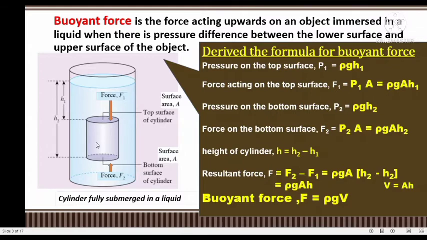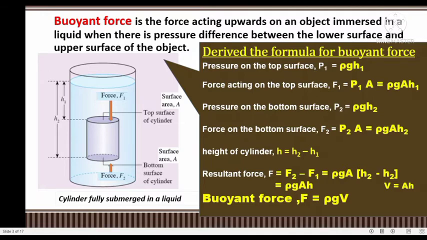This is a cylinder fully submerged in a liquid. The lower surface is at a depth of H2. The upper surface or top surface is at a depth of H1. Thus, the height of the cylinder is equal to H2 minus H1, or we can just denote it as H. The surface area of both the top surface and the bottom surface is A. Let's derive the formula for buoyant force.